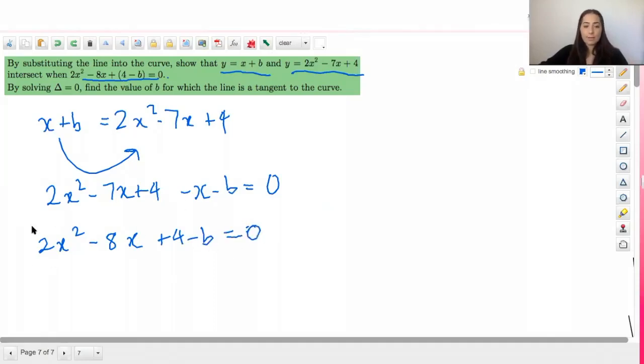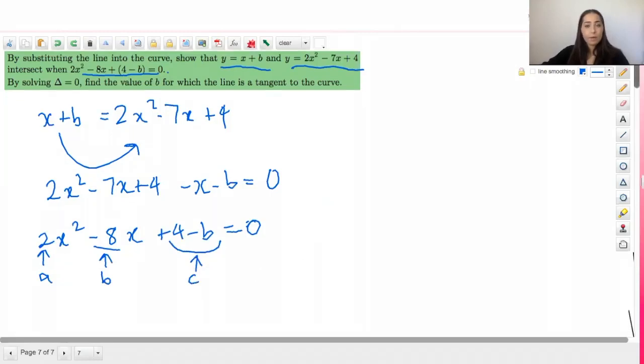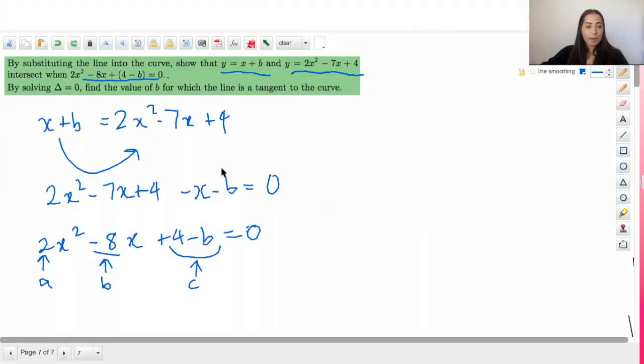So let's have a look at this. So this is A, this is B, and this is C. Okay. So we just showed the first part over here. So next it says, by solving the discriminant is equal to 0, find the value of B for which the line is a tangent to the curve. So it gives you a hint: find the value of B if the line is tangent to the curve.